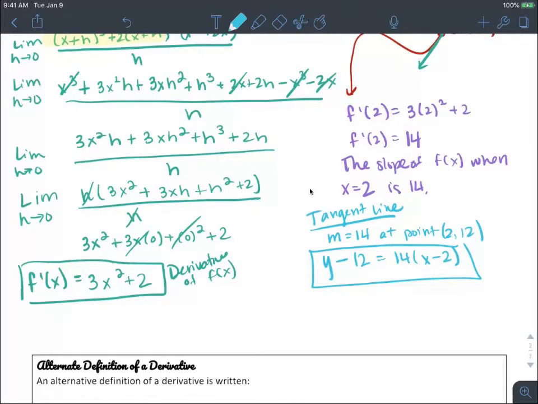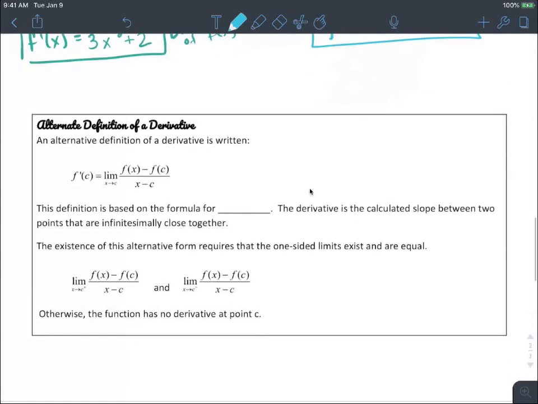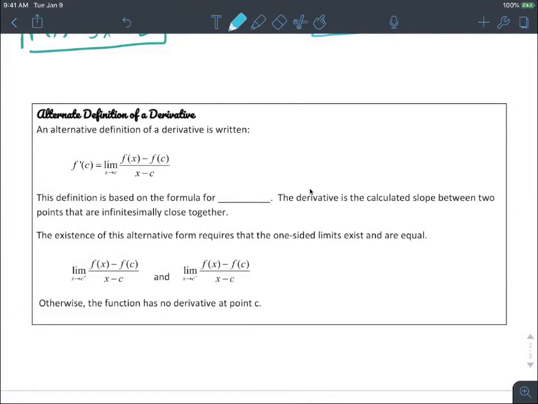Okay. The last thing that we're going to look at really quickly is just the derivative of a function at a certain point. So we can say that f prime of c, the derivative at a certain point c, notice c instead of x, is the limit as x approaches c of f of x minus f of c over x minus c. This is the definition based on the formula for slope. The derivative is calculated slope between two points that are getting infinitesimally smaller, smaller and smaller.